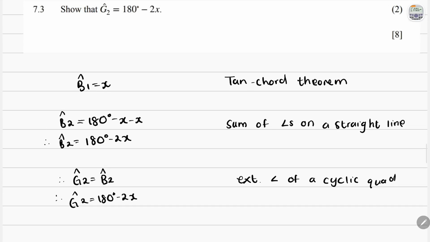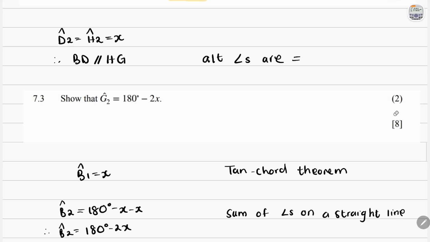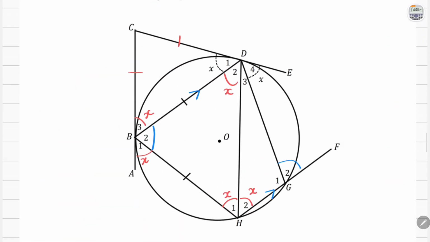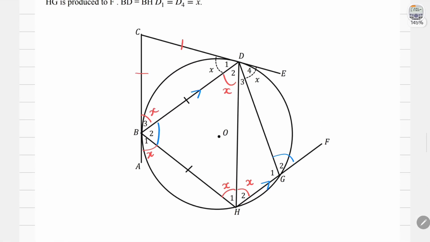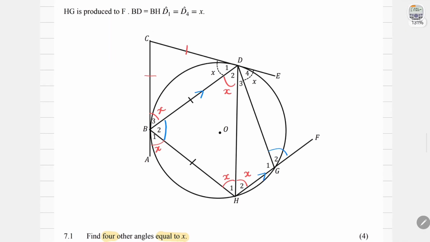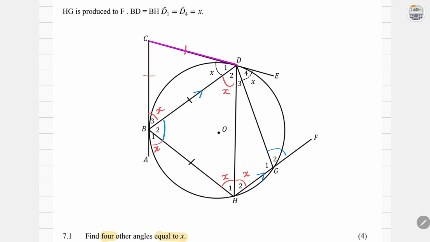We've proven that. Now, this took 3 steps. This was for 2 marks, so there was probably a quicker method. What would have been the quicker alternative? Here is the alternative method. You see how this is a tangent and this is a chord. The angle between the tangent and the chord, D1 and D2, which make up 2x, would be equal to the angle at the circumference subtended by that same chord. So this would also be 2x. Therefore, angles on a straight line add up to 180 degrees, and this would still be 180 degrees minus 2x.